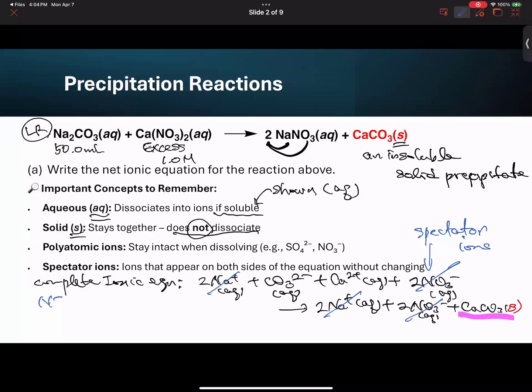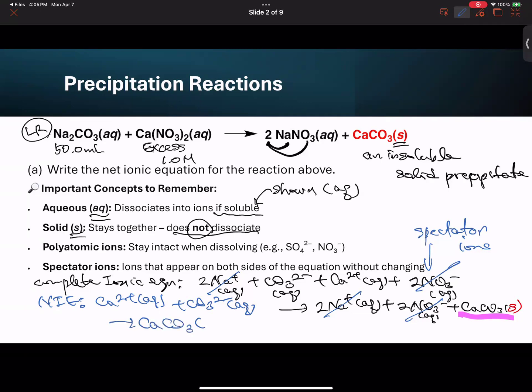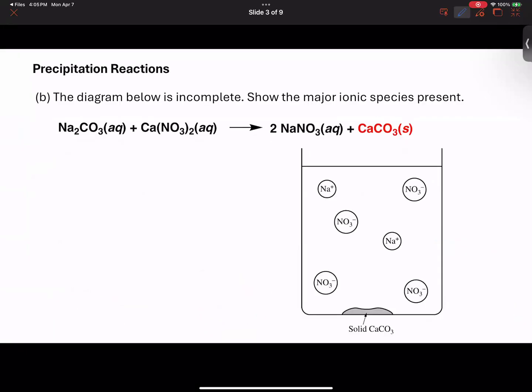So this is the net ionic equation. The net ionic equation is calcium cation, 1 mole, initially free, and carbonate anion binding together to form calcium carbonate, a solid. This is an important concept in understanding especially precipitation reactions and acid-base neutralization reactions. Now let's see how to understand this one.